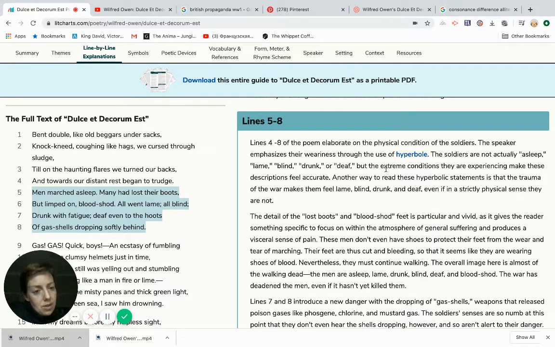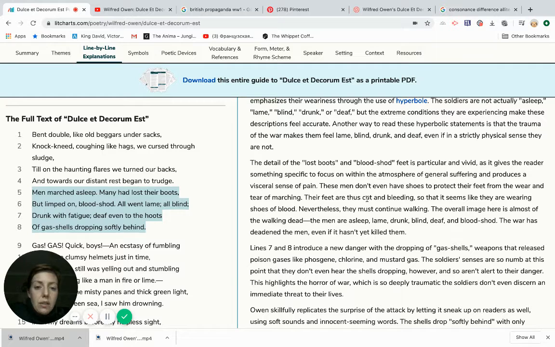But the extreme conditions that they're experiencing make these descriptions feel accurate. Another way to read these hyperbolic statements is that the trauma of the war makes them feel lame, blind, drunk, and deaf, even if, in a strictly physical sense, they are not. The detail of the lost boots and bloodshod feet is particular and vivid, as it gives the reader something specific to focus on within the atmosphere of general suffering and produces a visceral sense of the pain that they are in. These men don't even have shoes to protect their feet from the wear and tear of marching.